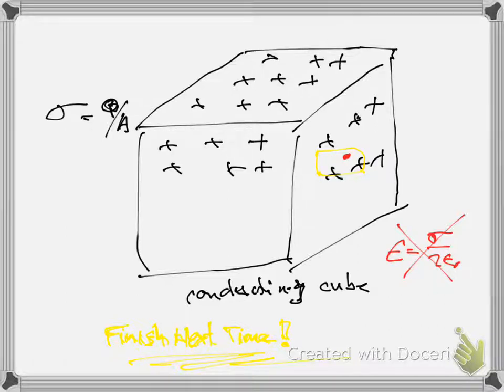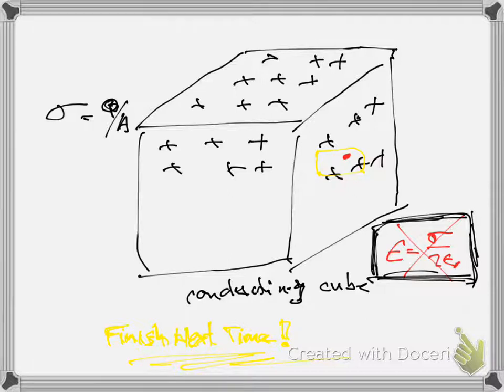And I asked, what is the field near this surface? We had just calculated that the field near a plane of charge, where you have field on both sides, is sigma over 2 epsilon 0. We had calculated that previously for a plane of charge, but this is not a plane of charge. This is a conducting solid.